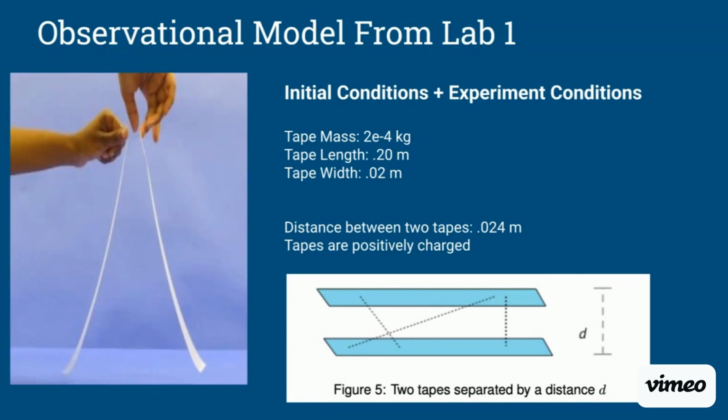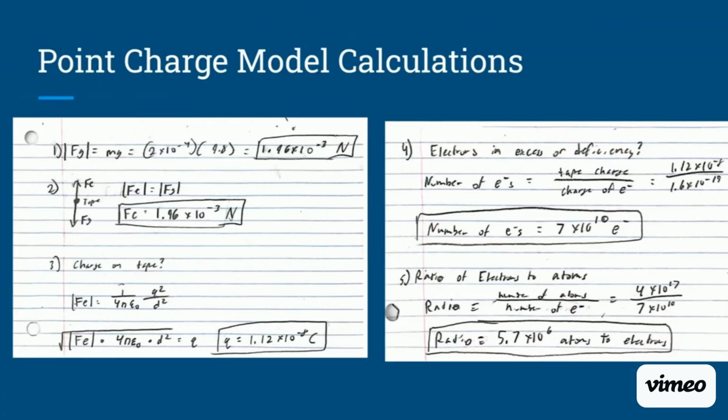But before we get into lab calculations, I think it's important we review what we did in Lab 1 so we can compare our results and the calculations later. Basically, in Lab 1, we found the charge of the tape to be 1.12 times 10 to the negative 8 by setting the force of gravity of the tape equal to the electric force on the tape and solving for Q, which can be seen on the slide.